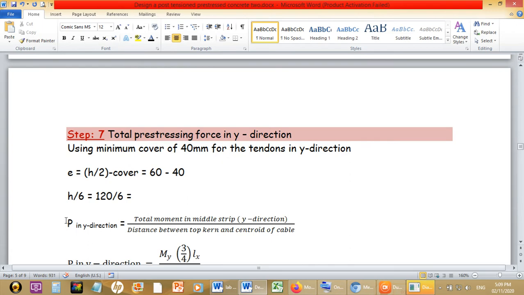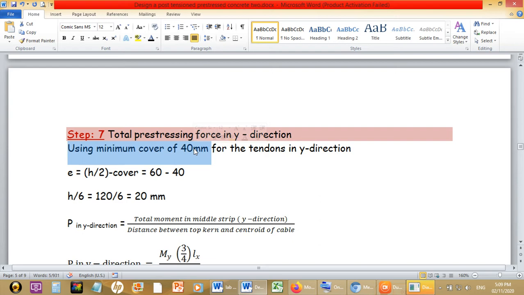Again, first we calculate the eccentricity and h by 6. H by 6 we have already calculated, and the same value we are going to use, that is 20 mm. But for eccentricity, we assume the cover as 40 mm. Previously we assumed the cover as 30 mm, and now for the y direction we assumed it as 40 mm.